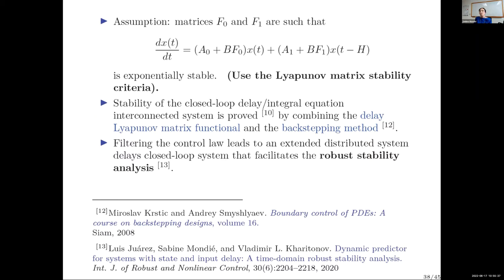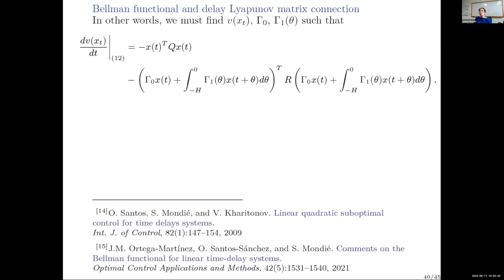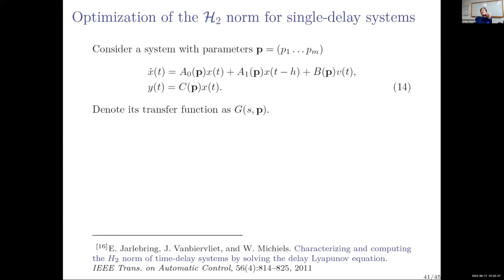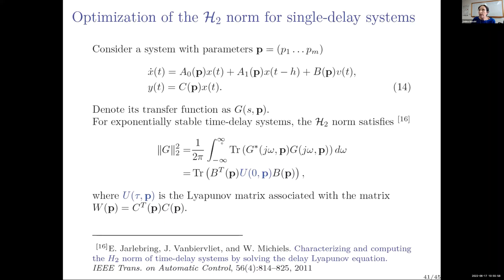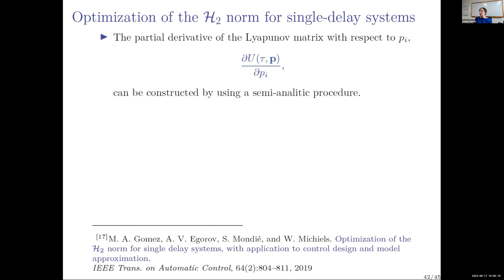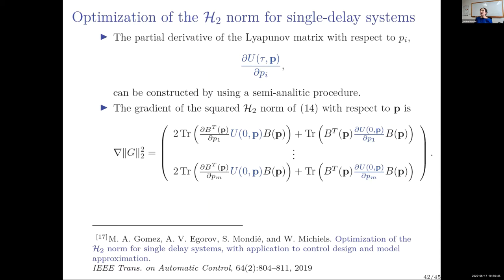Another problem, well, I'm going to skip this one because I see I'm running out of time, sorry. It's about the optimal control. Another is the optimization of the H2 norm for single delay systems. For parametrized systems, we know that the H2 norm depends on the delay Lyapunov matrix. This result was obtained by the group of Wim Michiels, Jean Lebring, Van der Beek. One interesting thing is we can compute the partial derivative of the matrix U with respect to a given parameter. We can construct it by a similar procedure, the semi-analytic procedure. And so we can compute the gradient of the H2 norm, and we can use gradient methods.